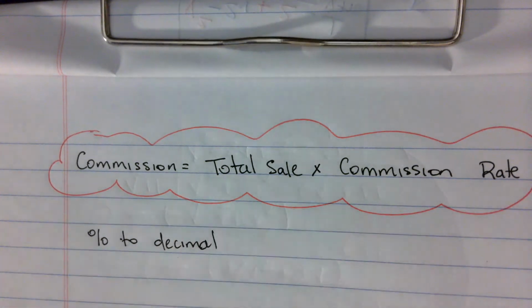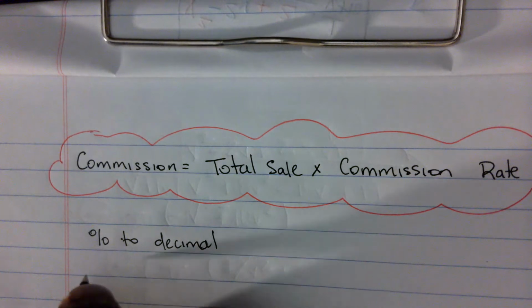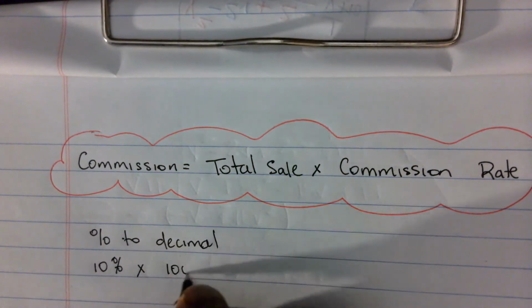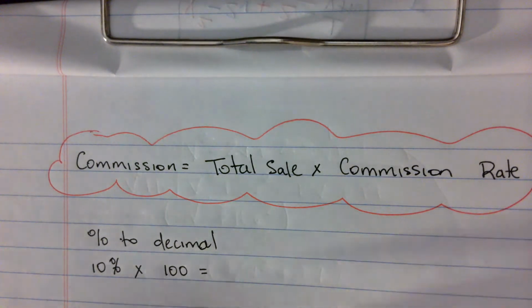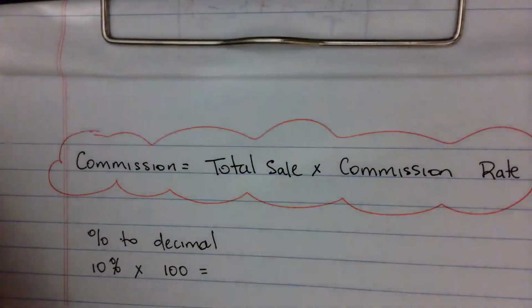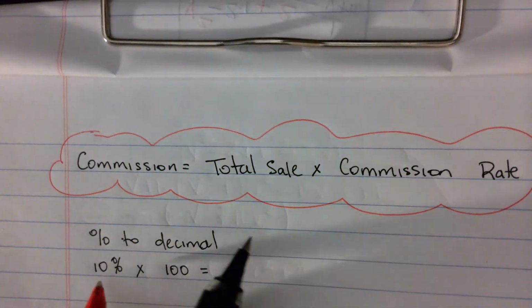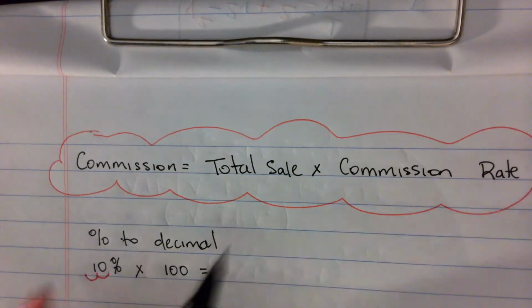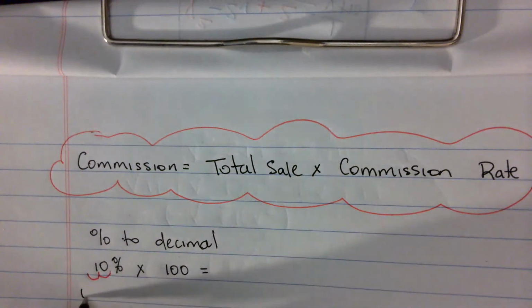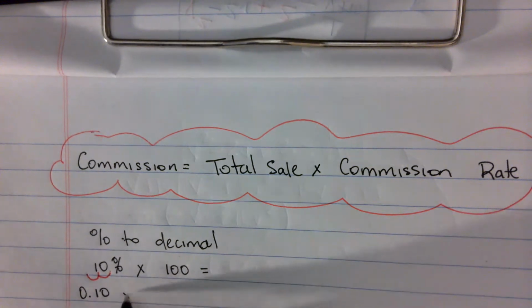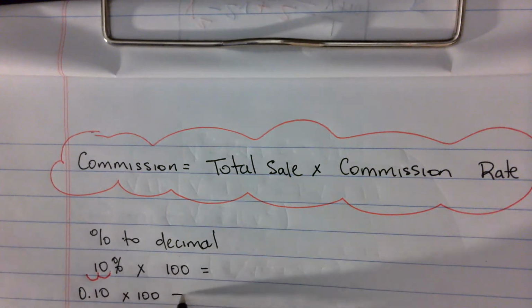All right, so let's say, for example, I have 10% times 100. If I want to put this in a calculator, I have to change 10% to a decimal. But how do I do that? I remember that I have to find the point, which is here, and move it two places. So this now becomes 0.10. And then I can multiply this by 100, which is going to give me 10.